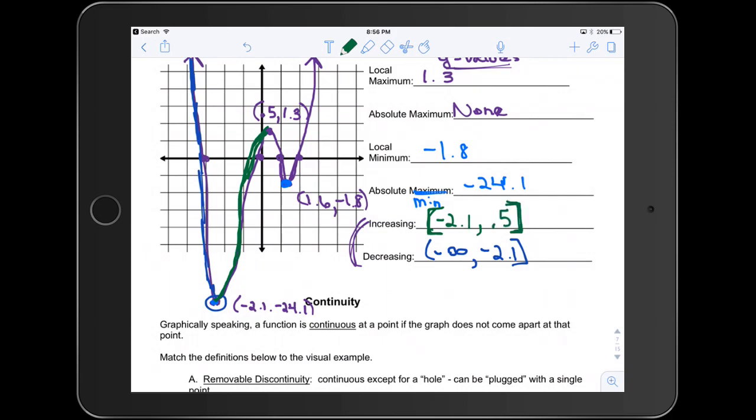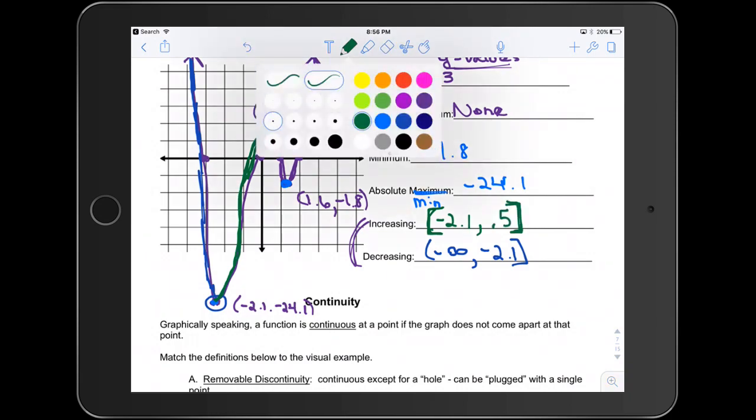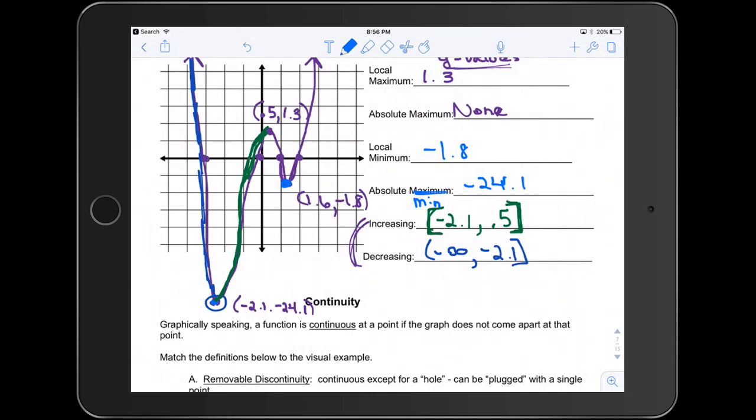Now, I'm going back to blue because I'm decreasing with blue. And so I'm going from here down to this inflection point. And again, notice we're interested in how it's moving across the x-axis. So there's no union or anything like that. All we're saying is it's decreasing. So I'm going to use a semicolon. It's decreasing from 0.5 to 1.6.